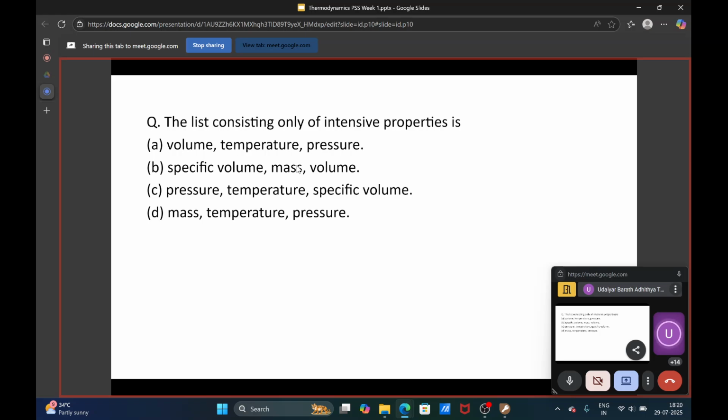So mass again is an extensive property. We have seen pressure and temperature are intensive properties. So option C here is the right option: pressure, temperature and specific volume.